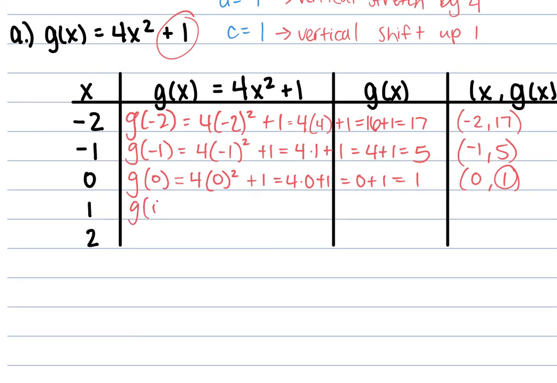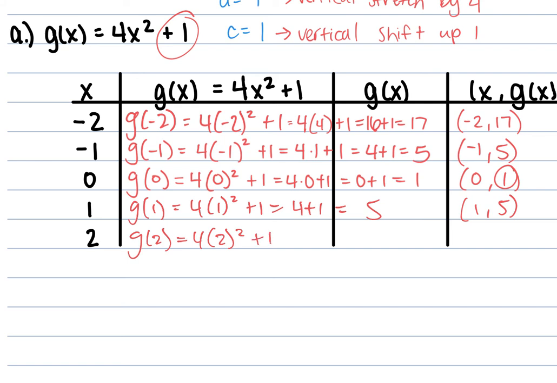All right. So we do 1. We're going to get g of 1 equals 4 times 1 squared plus 1. 1 squared is 1. 4 times 1 is 4. 4 plus 1 is 5. So the next point is 1 comma 5. And the last one, g of 2. We're going to get 4 times 2 squared plus 1, which is 16 plus 1, which gives me 17. And that last point is 2 comma 17.